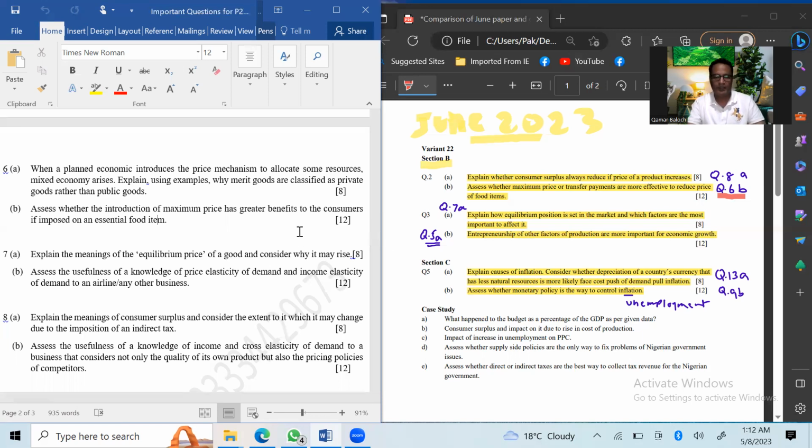So this question was exactly the same as given in the guess paper, with a little change in the statement of the question.